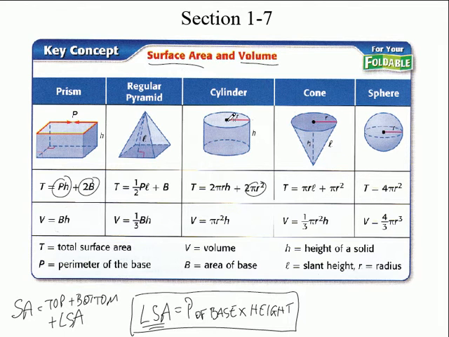So look, that's pi r squared, that's pi r squared. What about the sides? Well, how do we find lateral surface area? We find the perimeter of the base. But what is this base this time? It's a circle.